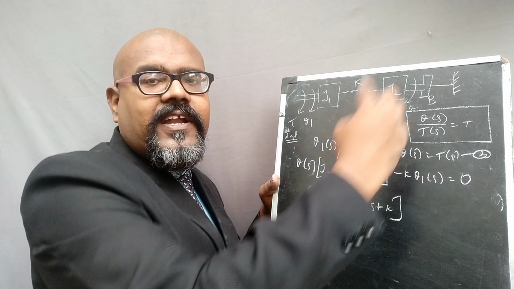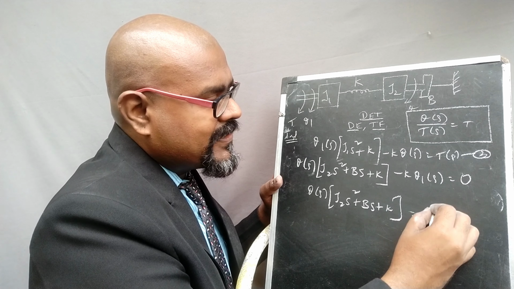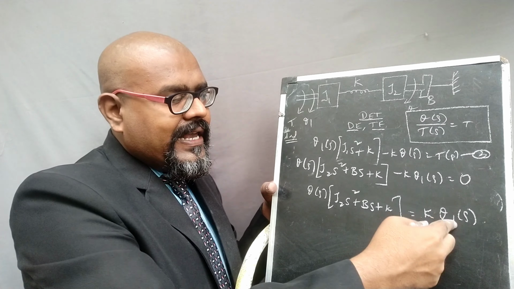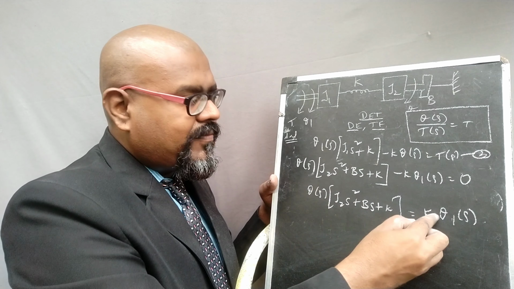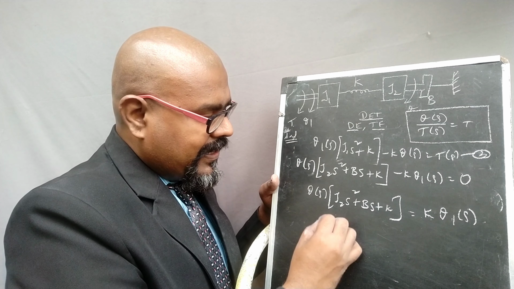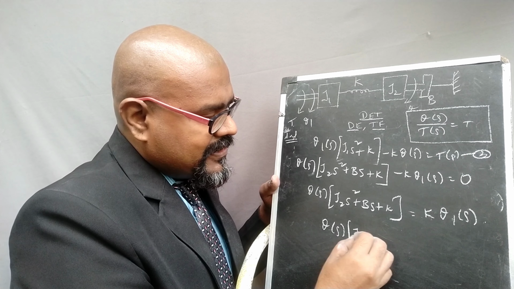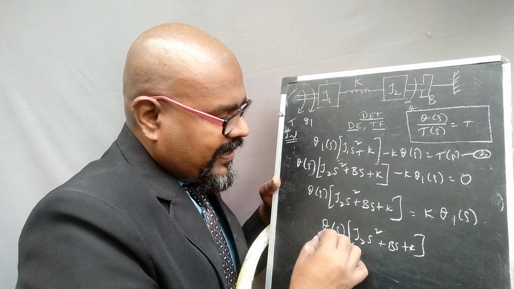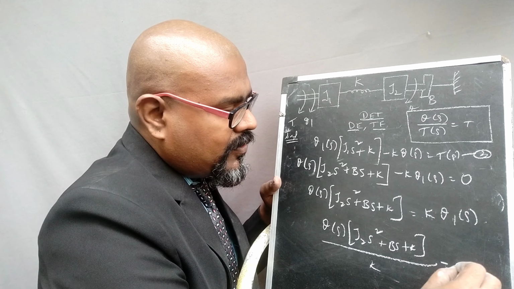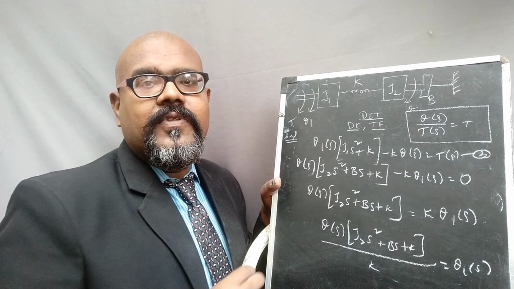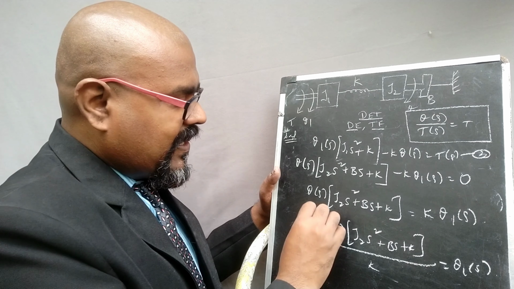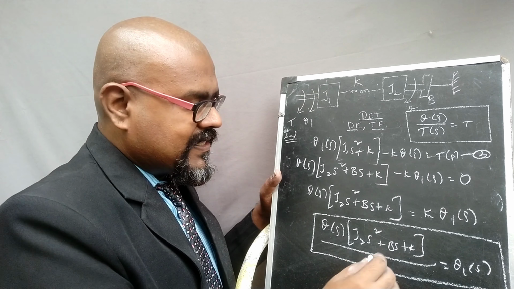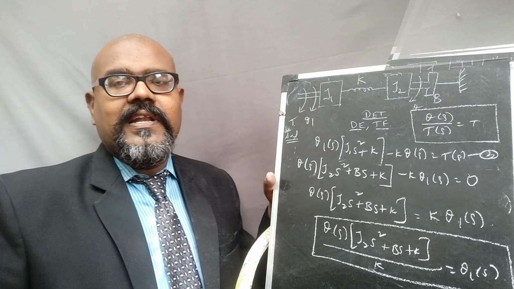Move the second term to the right hand side, so the minus is converted into plus, then k into theta 1 of s. Keep theta 1 of s on that same side, and move this k to the denominator. Then theta of s into (J2 s squared plus b s plus k) divided by k is equal to theta 1 of s. So this is the equation we got after the simplification of the mass m2 Laplace transform conversion.